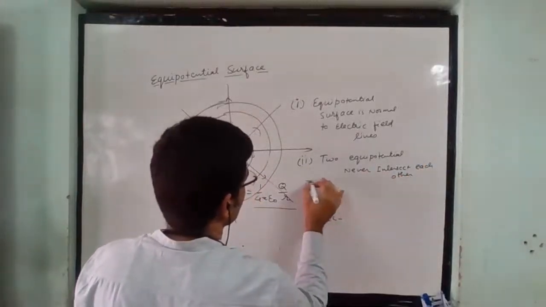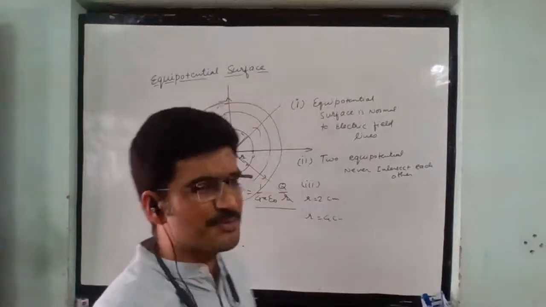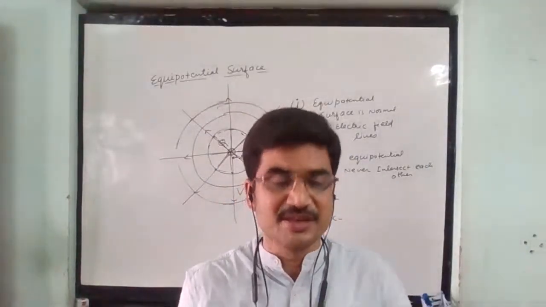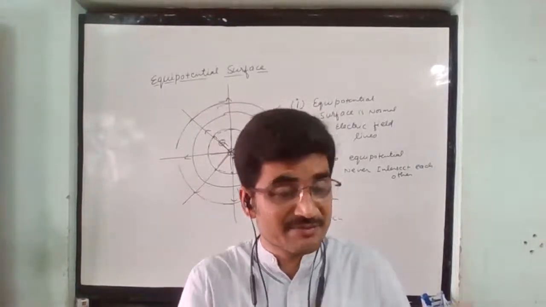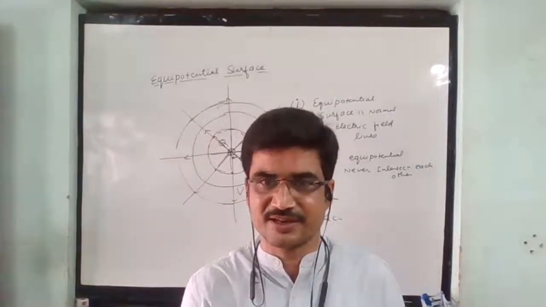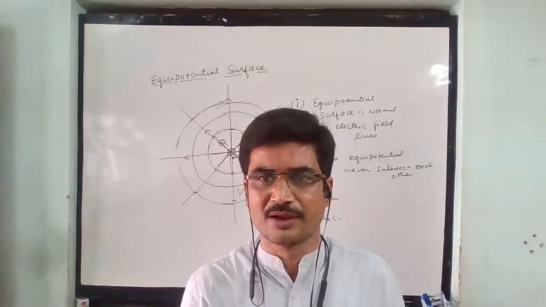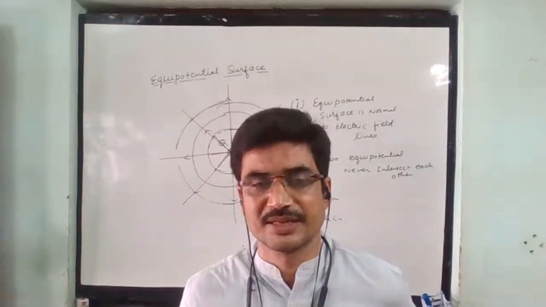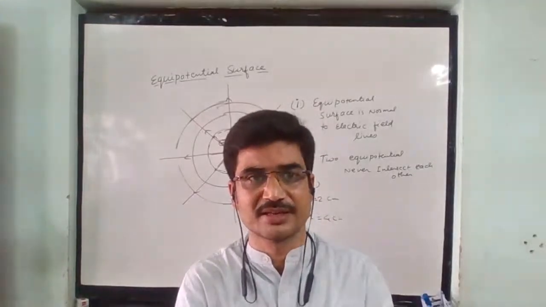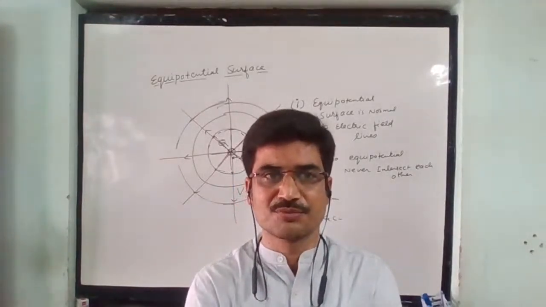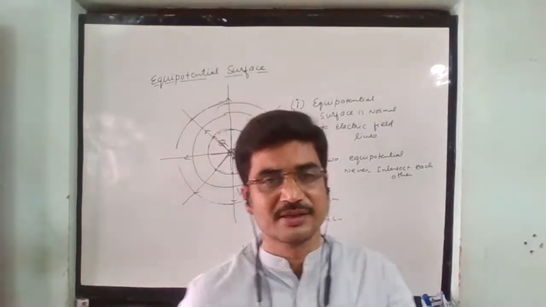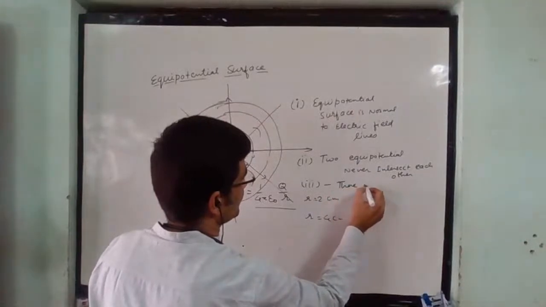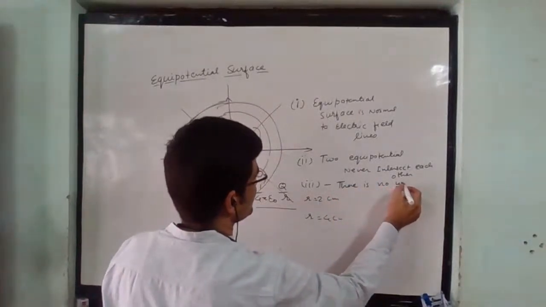And the third one: if the potential is same, equipotential surface means each and every point the potential is same. So if you are moving a charged particle on an equipotential surface, there will be no work. Okay, so note down: there is no work done to move a charged particle on an equipotential surface. If the work done is zero.